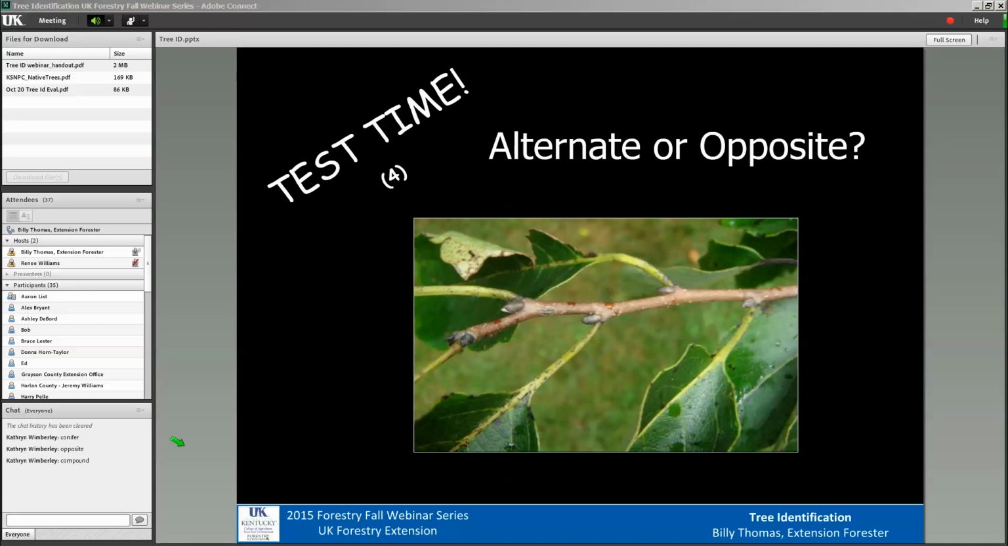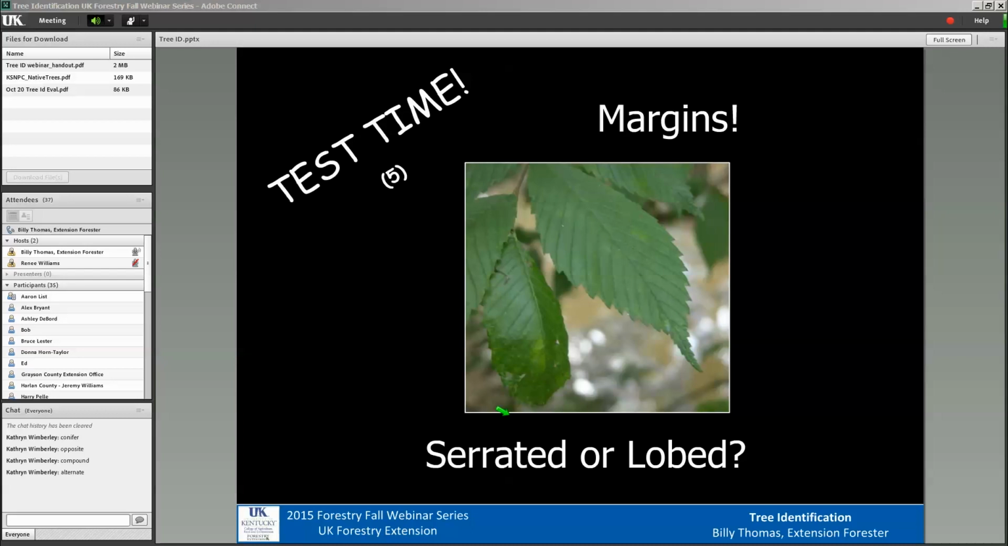Alternate or opposite here. So again, what are we looking for? We're looking for the buds, and that tells us where the leaf starts. So in this one, we've got another alternate. The margins, are these serrated or are they lobed? And again, when we talk about the margins, we're looking at the edges. So this is a common one, serrated, excellent.